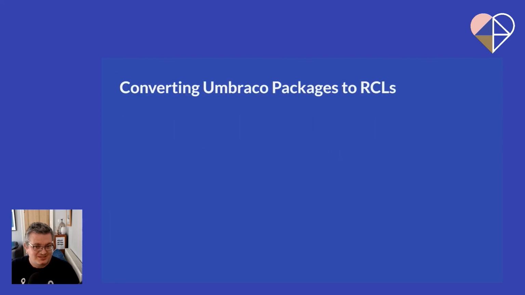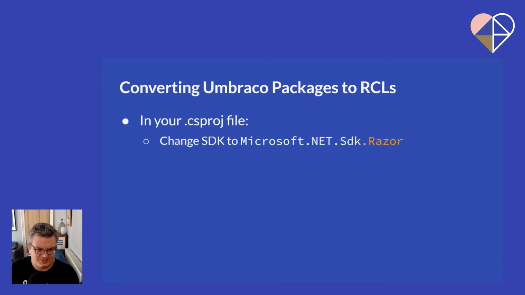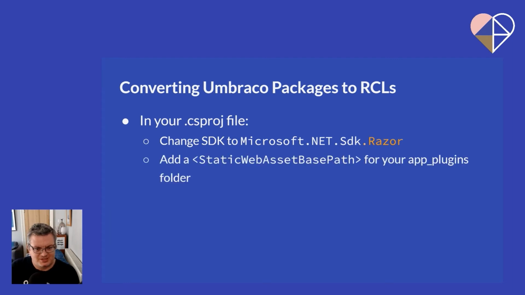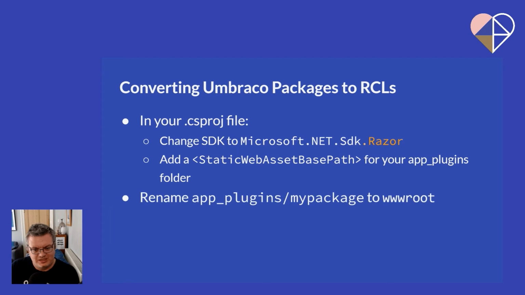So converting an existing Umbraco package to a Razor class library isn't super complicated. In your CS project file, you need to change the SDK from Microsoft.NET.SDK to Microsoft.NET.SDK.Razor. Then you add a static web asset base path to your project file, and that tells Razor the path you want your files to appear in the solution. So that would be your app plugins my project thing. And then you have to rename your app plugins my package folder to wwwroot.